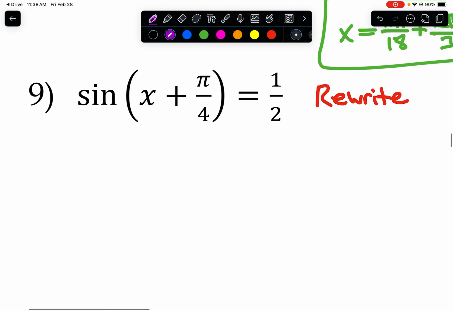Now down here for number 9, once again, we're just going to rewrite. Now if you look at the setup and the format of this type of question, on the left side, we have sine of x plus pi over 4, which means we're going to add 2 separate angle values together. So when I'm adding 2 separate angle values using sine, what that tells me is this is going to be a sine summation.